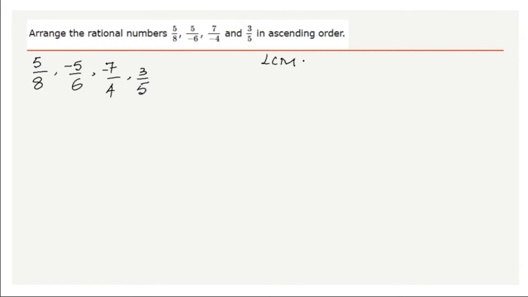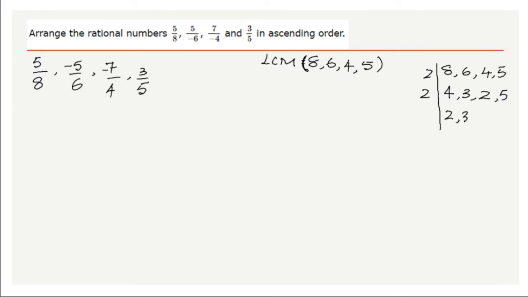Let me find the least common multiple, the LCM of 8, 6, 4 and 5. Let me follow the prime factorization method. I'll start dividing by the least prime number 2: 4 times, 3 times, 2 times, and 5 is written as it is. Now I divide by 2 again, then 3, 1, 5. Therefore, the LCM is the product 2 into 2 into 2 multiplied by 3 into 5. So we get the product as 120.